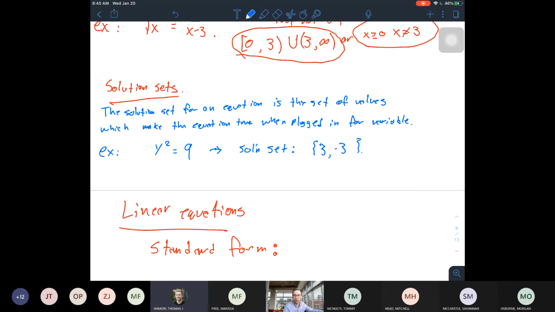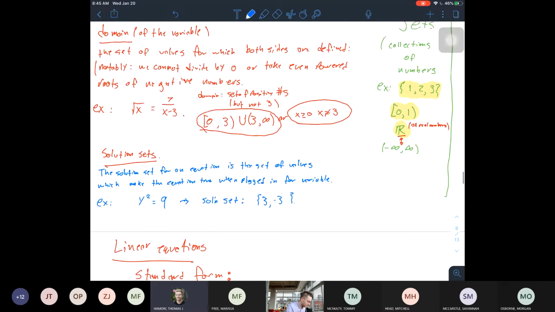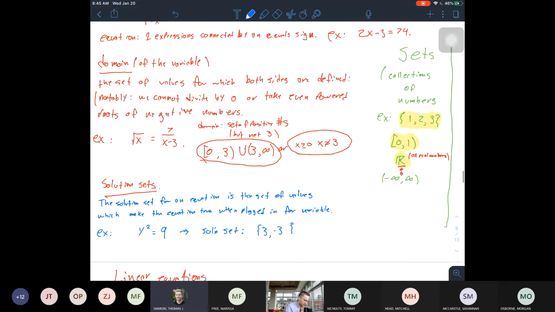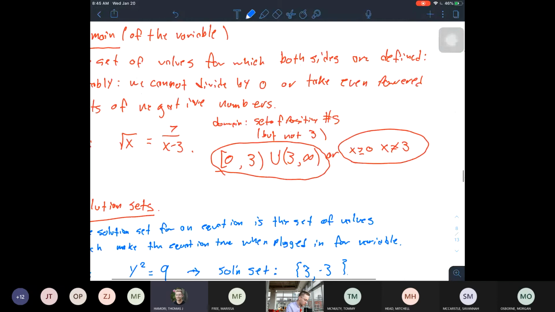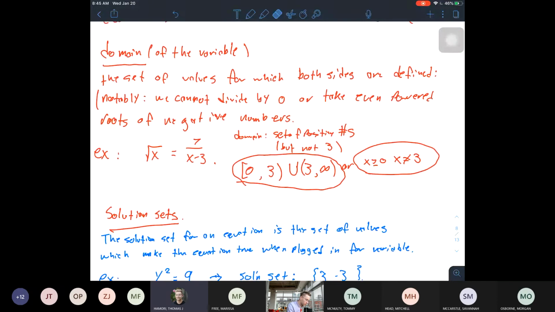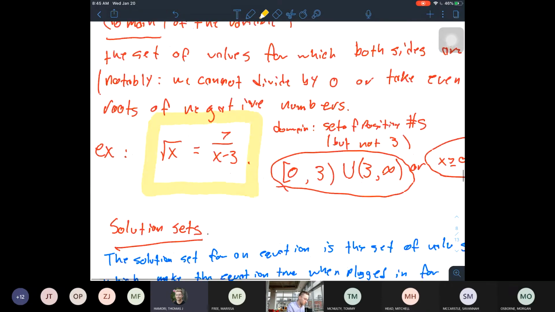Okay, let's see here. Kumar wants to see domain explained again. I can absolutely explain the domain again. Okay, so when we have an equation, let's bring our attention to this right here. Okay, this equation.